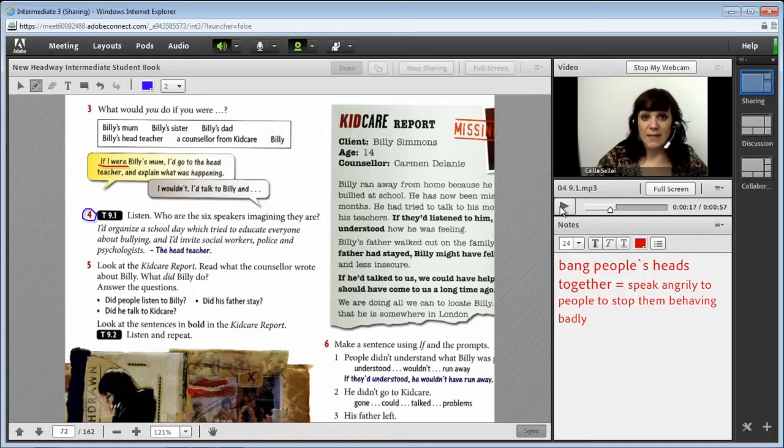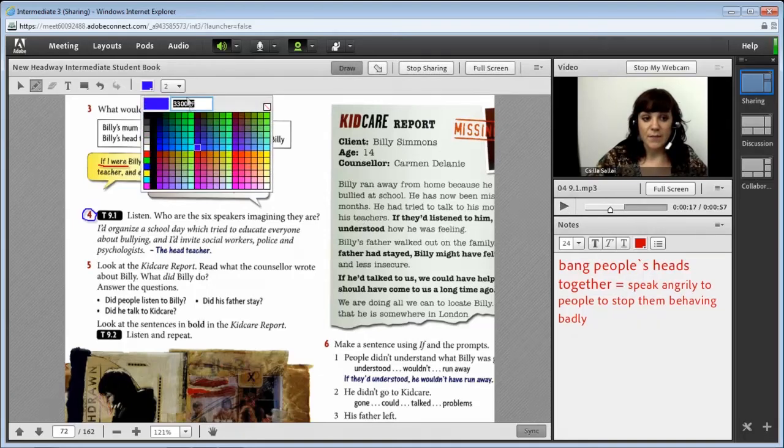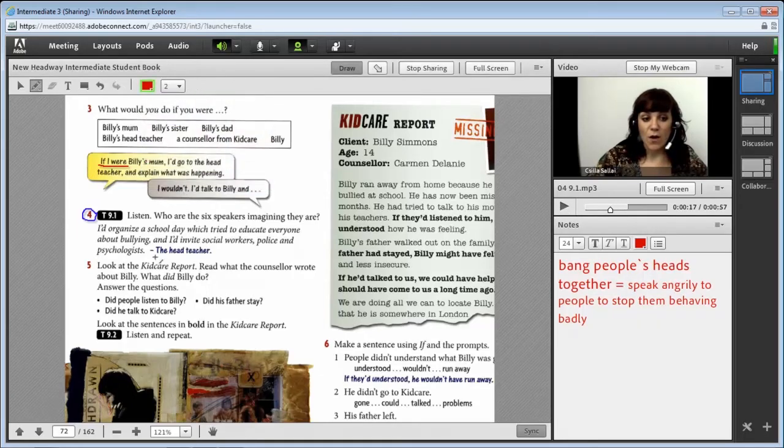So that was the example, number 1. And as you can see here, speaker 1 was the head teacher. A person imagining he is Billy's head teacher. From now on, I'm not going to stop the recording, so make sure you write down the number of the speaker and the person who they are imagining to be. Are you ready? Off you go.